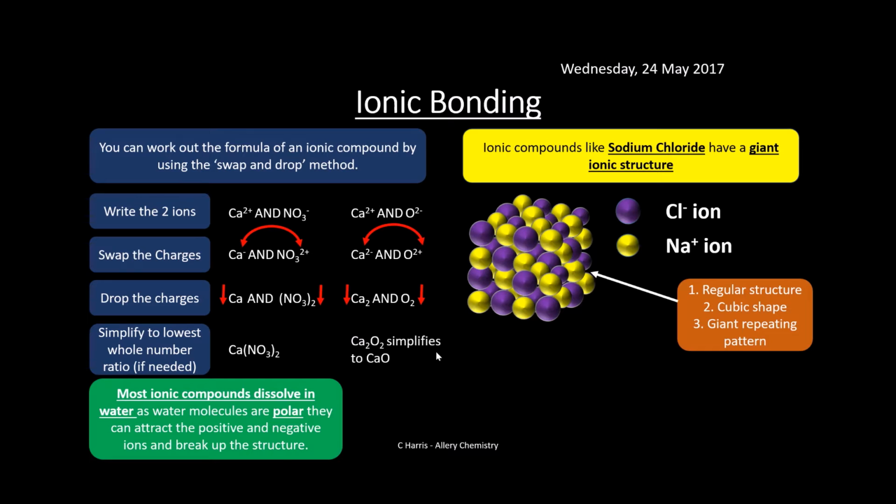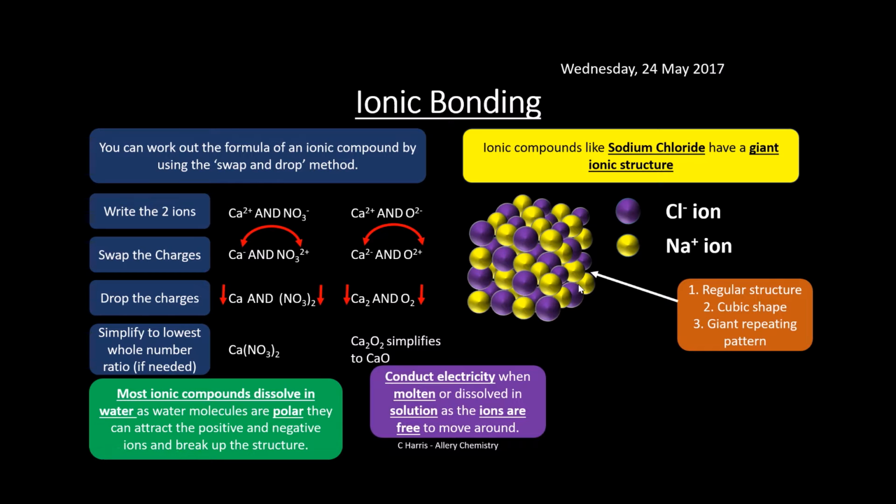Now, most ionic compounds do dissolve in water. Water molecules are polar, so they are attracted to the charged ions within the structure, and they pull the structure apart. The delta positive hydrogens on the water molecule are attracted to the negative ions, which are the purple ones in sodium chloride, and the delta negative oxygen on the water molecule is attracted to the positive ions. That's why it pulls this structure apart, so they dissolve.